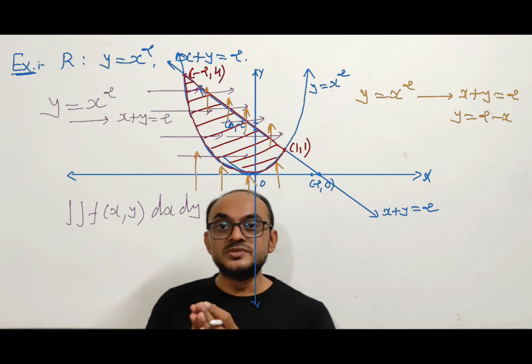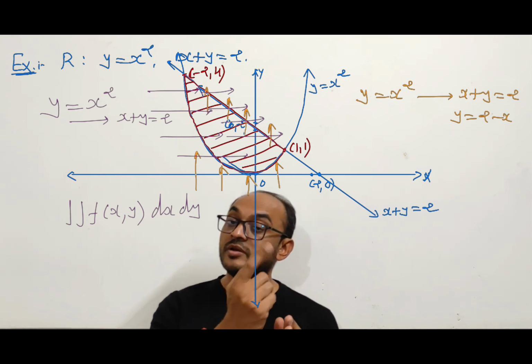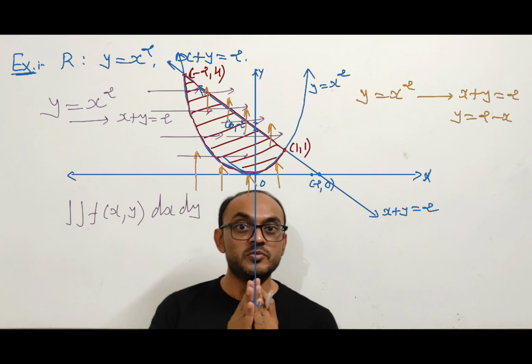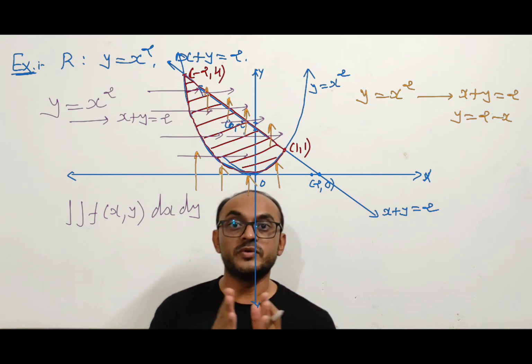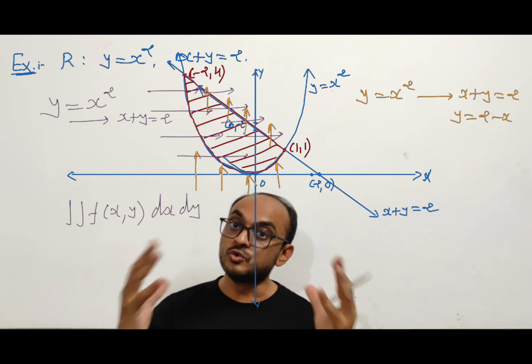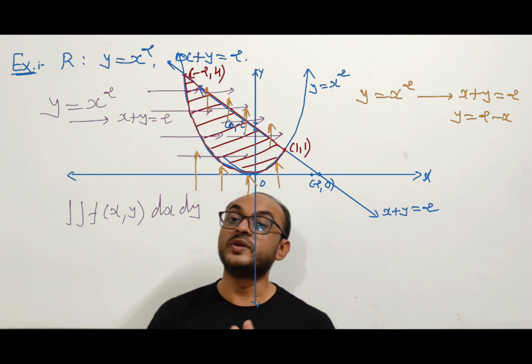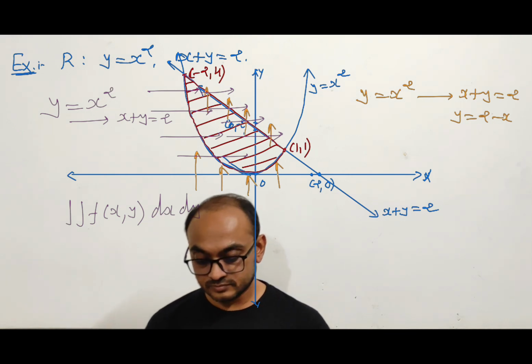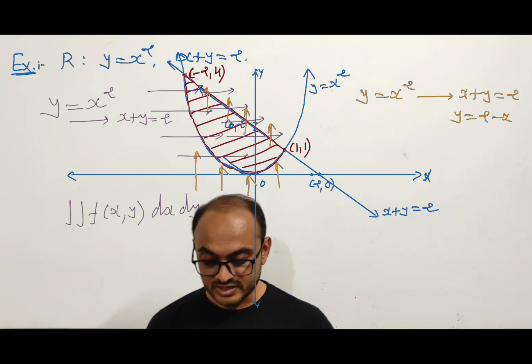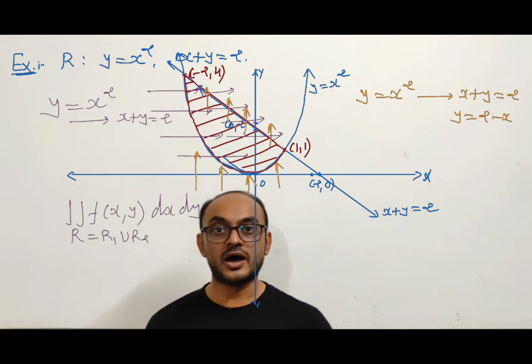Now entry becomes the lower limit, exit becomes the upper limit. Upper limit must be unique. That must not be more than one upper limit. So what we have to do? We divide this region into two parts. Question is, how do we write? So this is region R. I am dividing this region into two parts, R1 union R2.